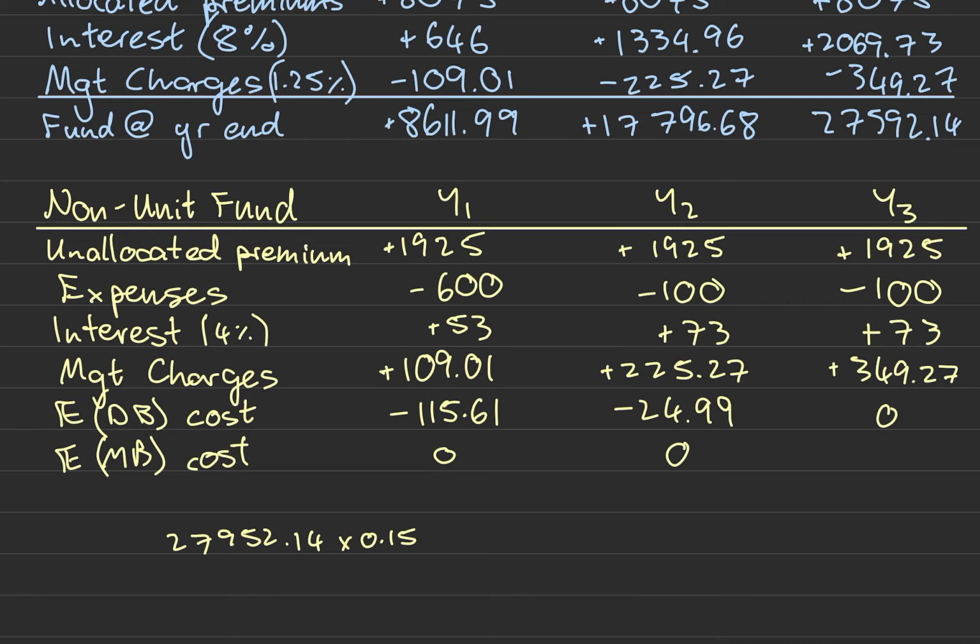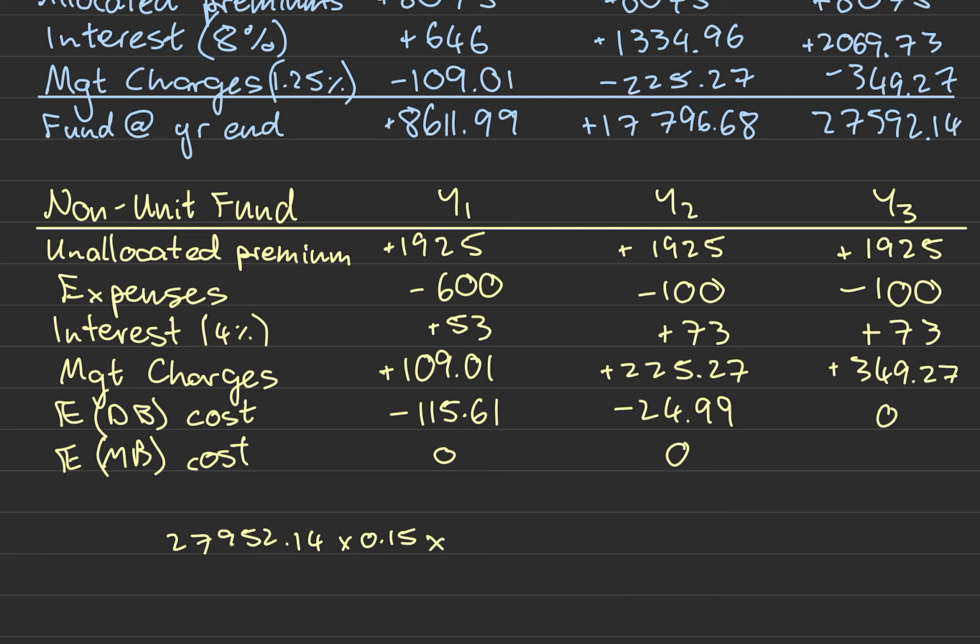So I have to pay the 15% out of my non-unit fund, out of my insurer's pocket. Okay, so there's the 15%. And then I have to take into account, just as it did for death benefits, that he survived to the end of that year. Here, I'm only going to be paying out this expected maturity benefit if the policyholder has survived. So I need to take into account that probability.